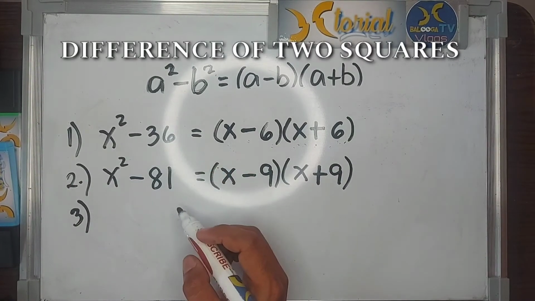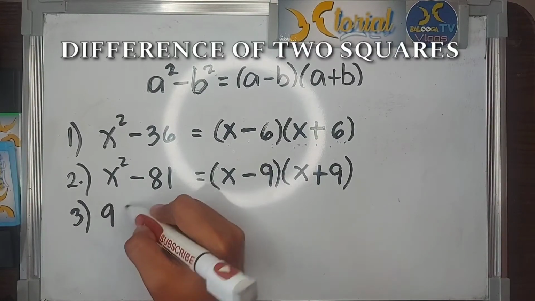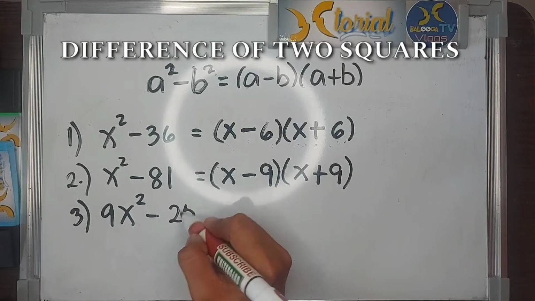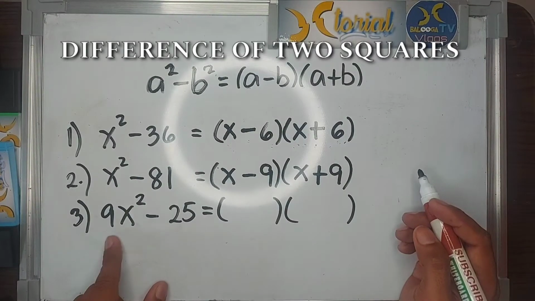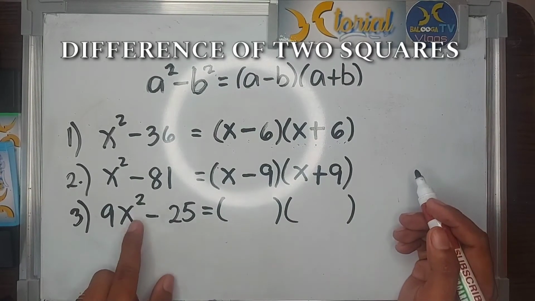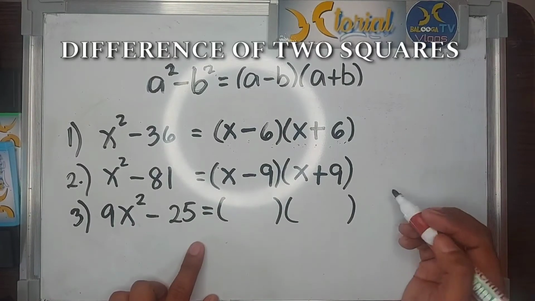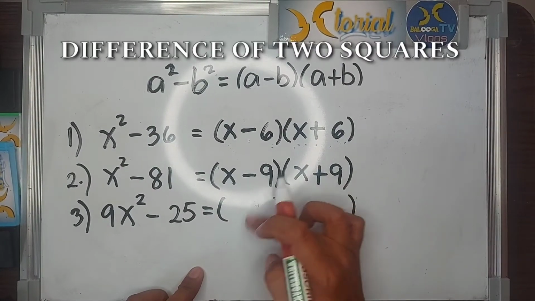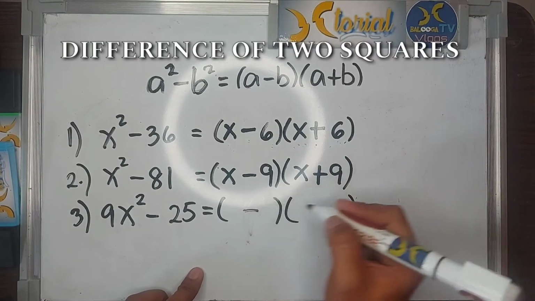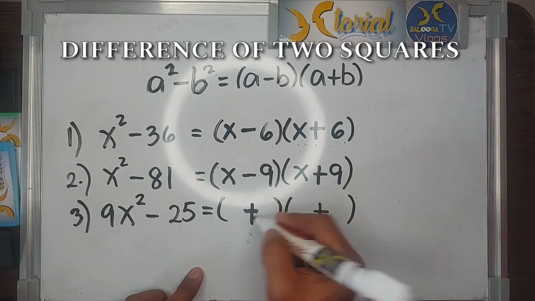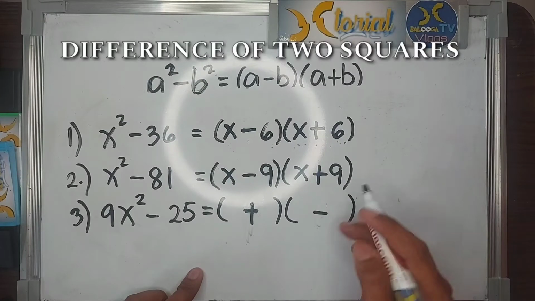Example number 3. Paano naman pag ganito? 9x squared minus 25. So perfect square itong 9x squared. Perfect square din itong 25. So saan galing yung 9x squared at 25? Ulitin natin. We have minus. So yung pattern natin, yung isa minus, yung isa plus. Or pwede rin baliktad o gamitin natin baliktad. Okay lang yan kahit magkabaliktad.